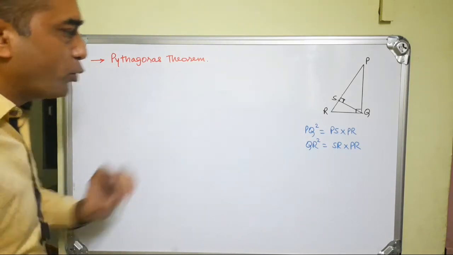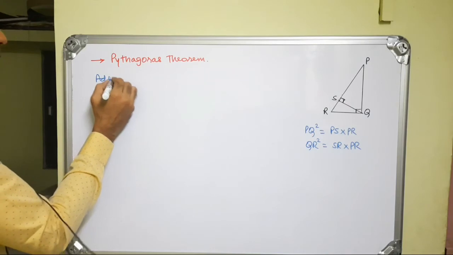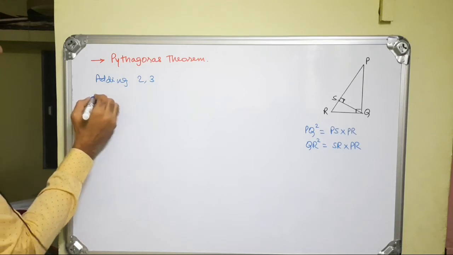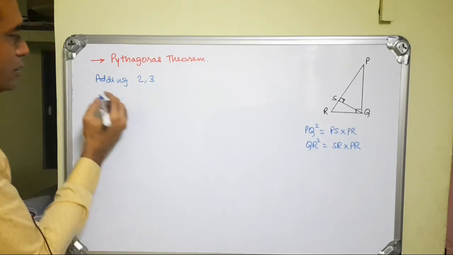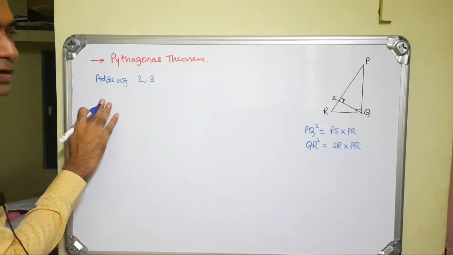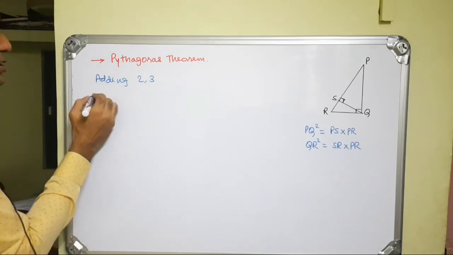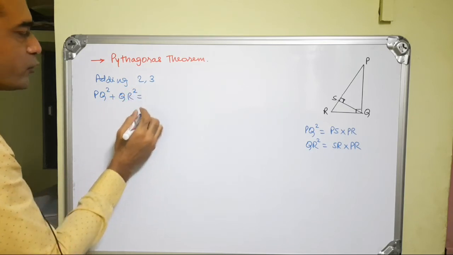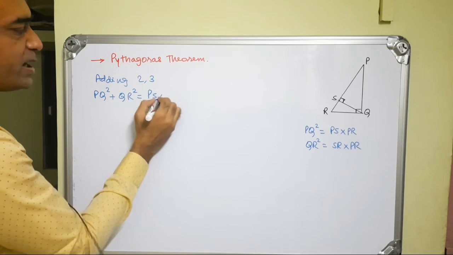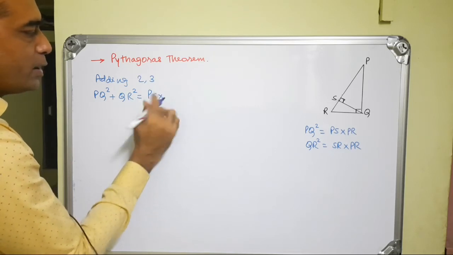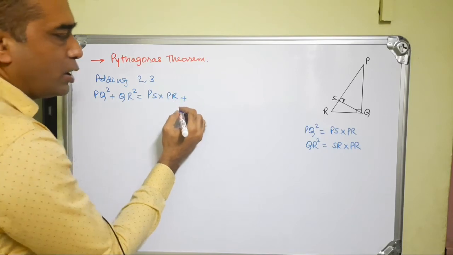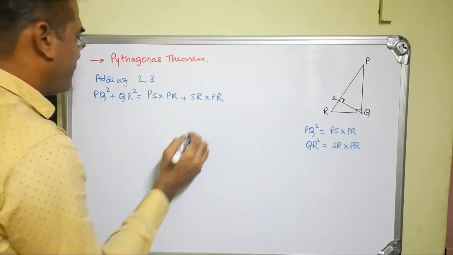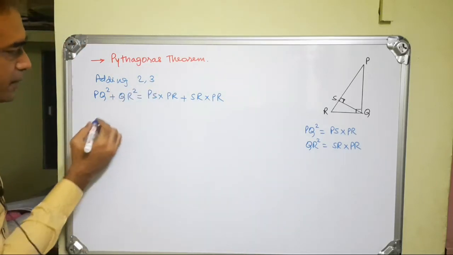Now we will add these two points. So write, adding point number 2 and 3. Adding the left sides on one side and the right sides on the other side, PQ square plus QR square equals, value of PQ square is PS into PR, plus value of QR square is SR into PR. This we have added, point number 2 and 3.